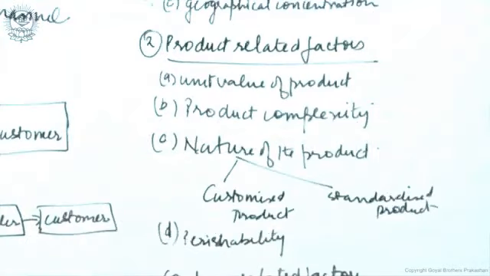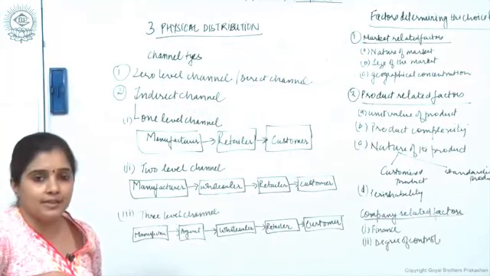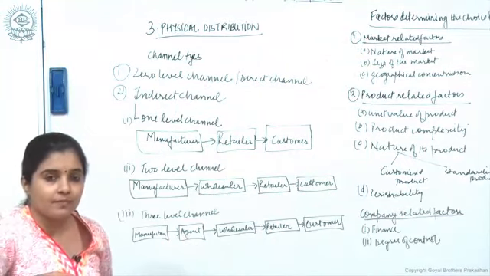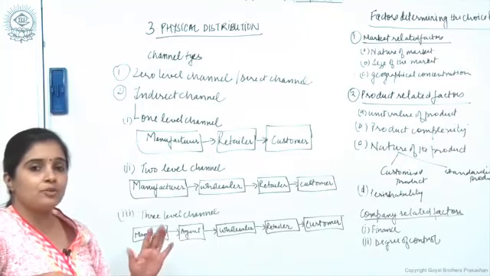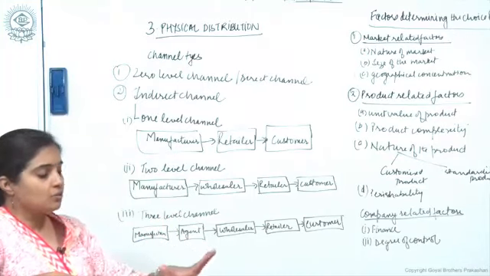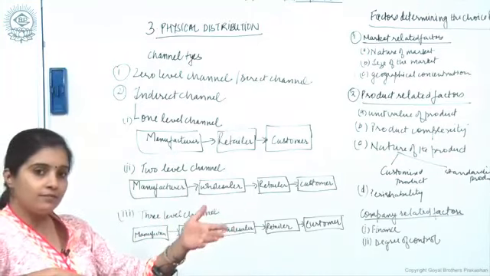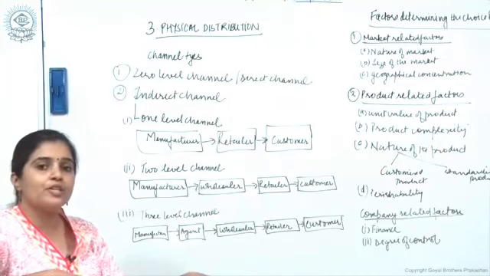But if it is a standardized product, then distribution channels come into the picture. Fine. Why will distribution channels come in for standardized products? Because the quantity and the quality is the same, right? So we can have distribution channels.